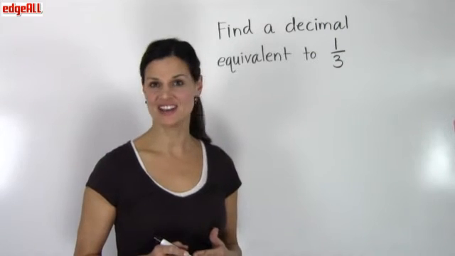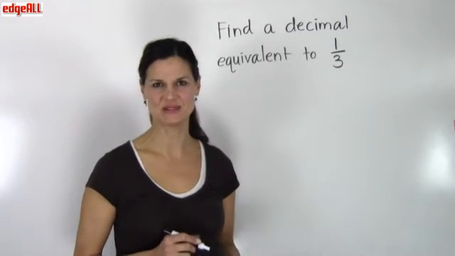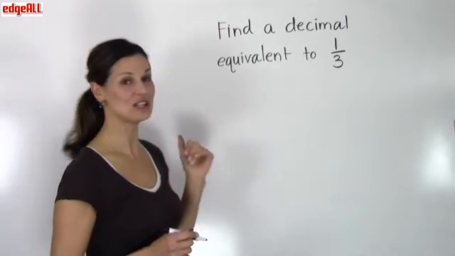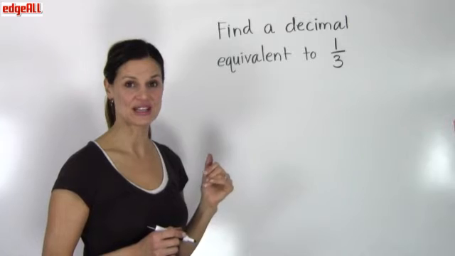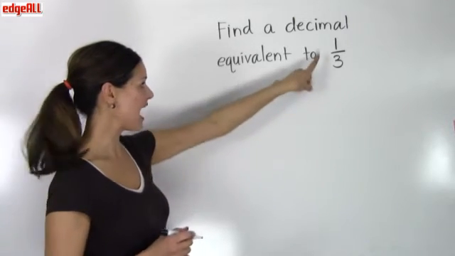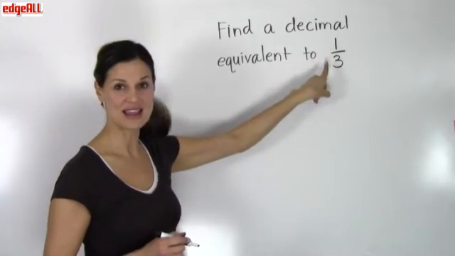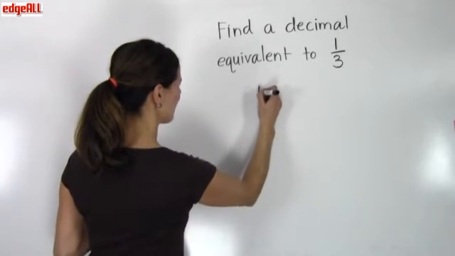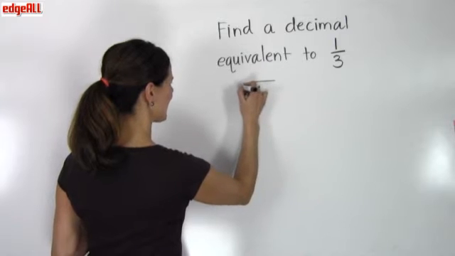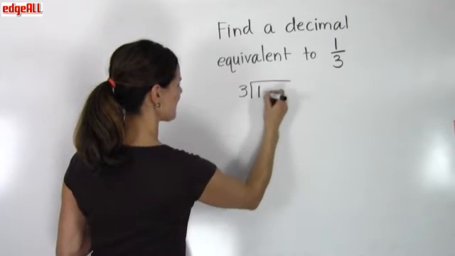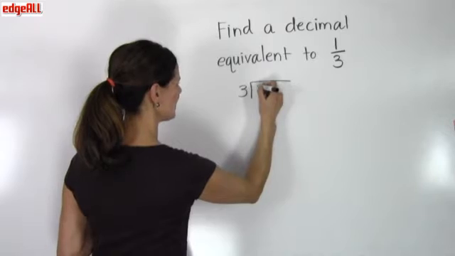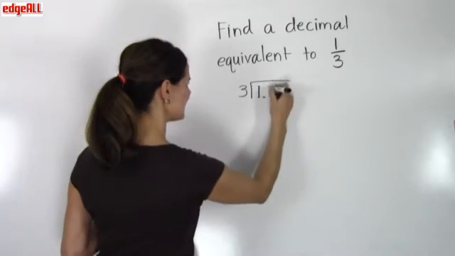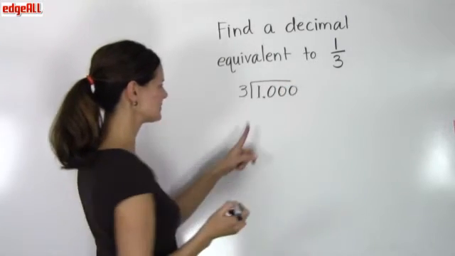Sometimes a fraction cannot convert easily to decimal form. Let's take a look at this, for example. Find a decimal equivalent to 1/3. So we're going to begin by dividing 1 divided by 3 and see what kind of answer we come up with. So 1 divided by 3, and I need to make my 1, my dividend, into a decimal here by adding a decimal point after my whole number and a few zeros afterwards.